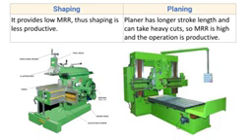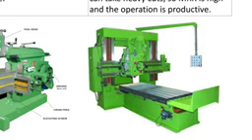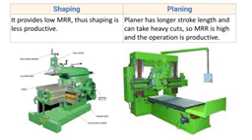Now the planer has longer stroke length and can take heavy cuts, so material removal rate is high and the operation is productive. Here you can see we can fix a large job over this table. The planer machine has a longer stroke because it is having a long table, and it can be used for heavy cuts also because it's a bulky and heavy machine. That makes its material removal rate more as compared to your shaper machine, and hence it is more productive as compared to shaper machine.